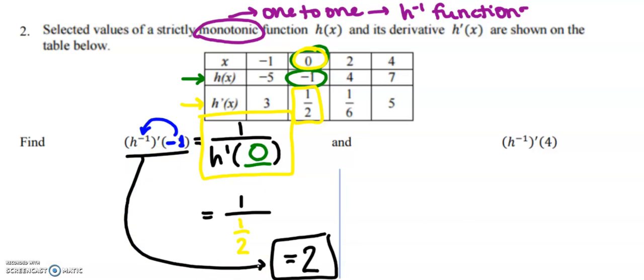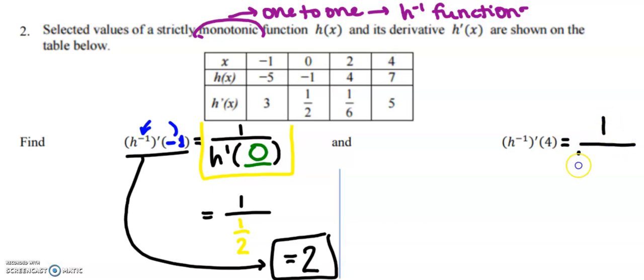Next one, h inverse prime of 4. Let me erase all my colors on here. H inverse prime of 4 is going to be equal to 1 over h prime of some mystery. And again, the reason this works is because if you zoom in close enough on any function at a given point, at the point, it will look like a line. And we did all that work to discover that the inverse line has the reciprocal slope. It was 1 over m in that video. So from here, sorry, I digress.